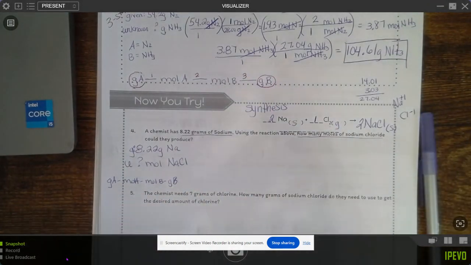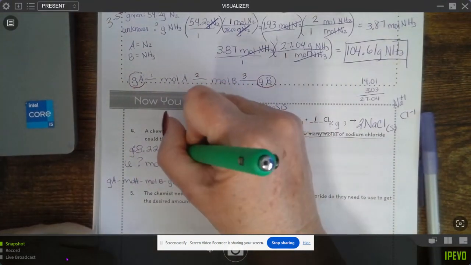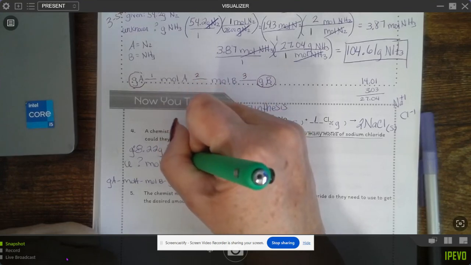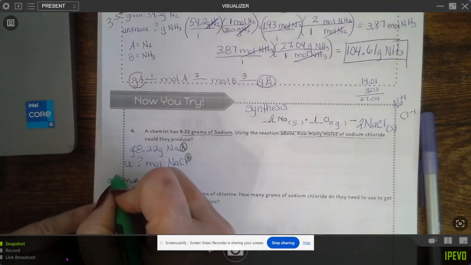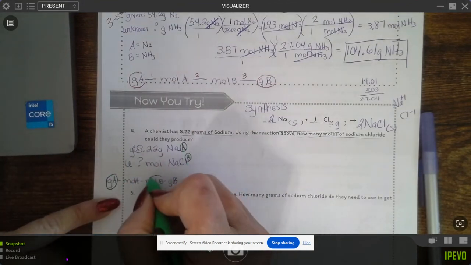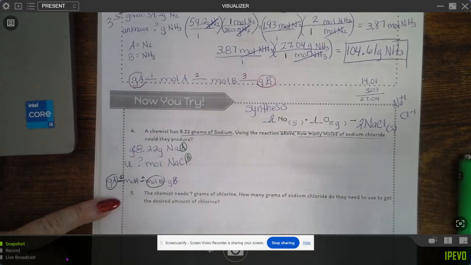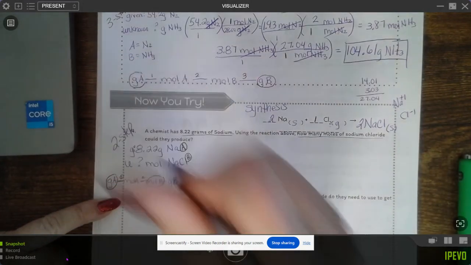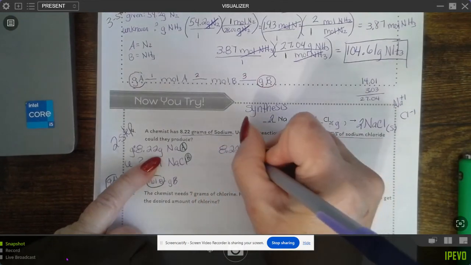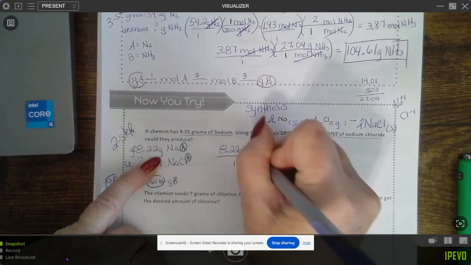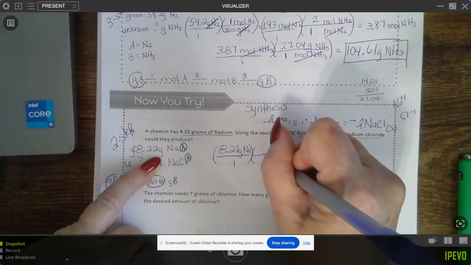Can I just say A is sodium and B is sodium chloride? So we're starting at grams of A, ending at moles of B. So that's a two-step problem. All right, so we're starting with 8.22 grams of sodium over 1. Grams of sodium is going to go on the bottom.